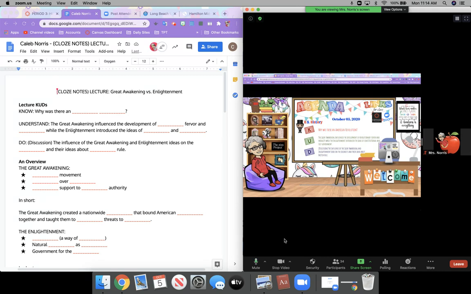What you should see on your agenda there is that we are moving away from the colonies-specific conversation and talking about the American Revolution.